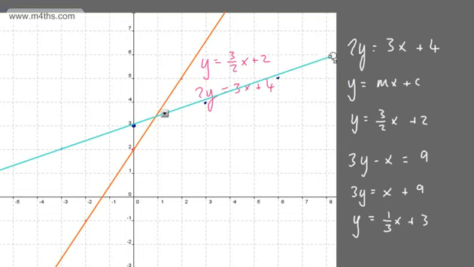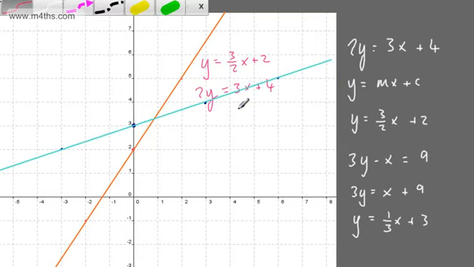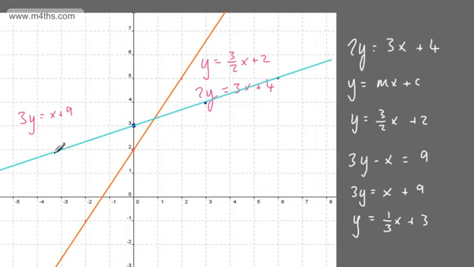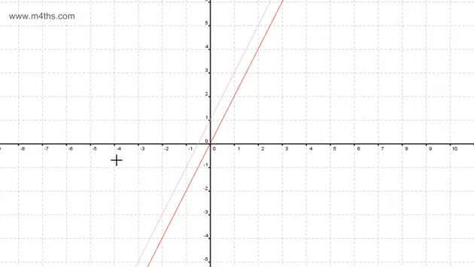And you might have to put this in the original form. Okay, so let's just put that like so. This one is going to be 3y is equal to x plus 9. Or we could write it as y is equal to 1/3 x plus 3. Okay, so there we go. Nice and straightforward. Really not too difficult to get your head around.